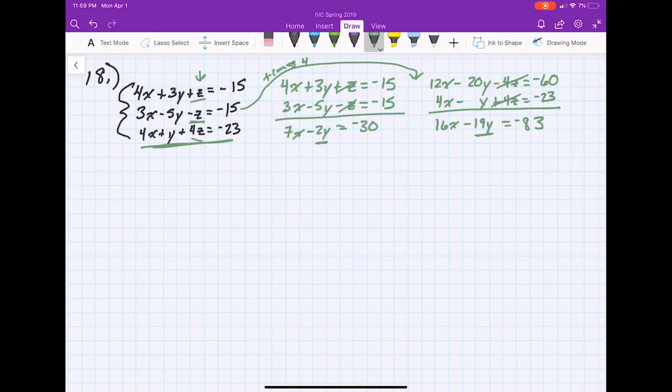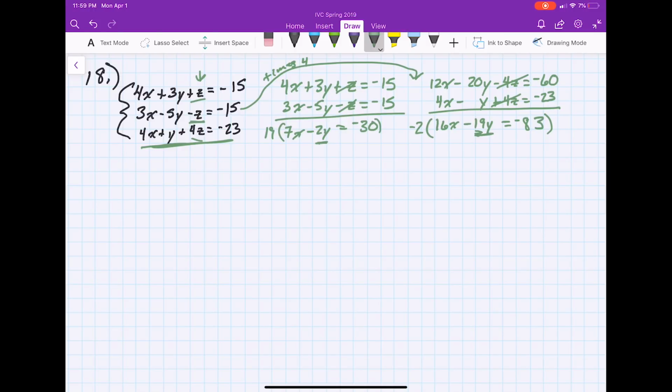So now we have to get rid of another variable. I'm going to get rid of y. But to do that, I'm going to have to multiply both of these times something. So I'll multiply this one times negative 2 and this one times 19. That way we will get something that will cancel out for the y's.